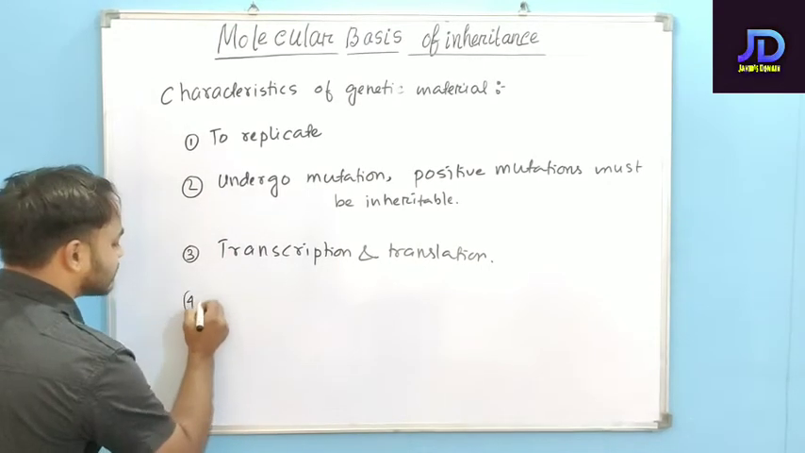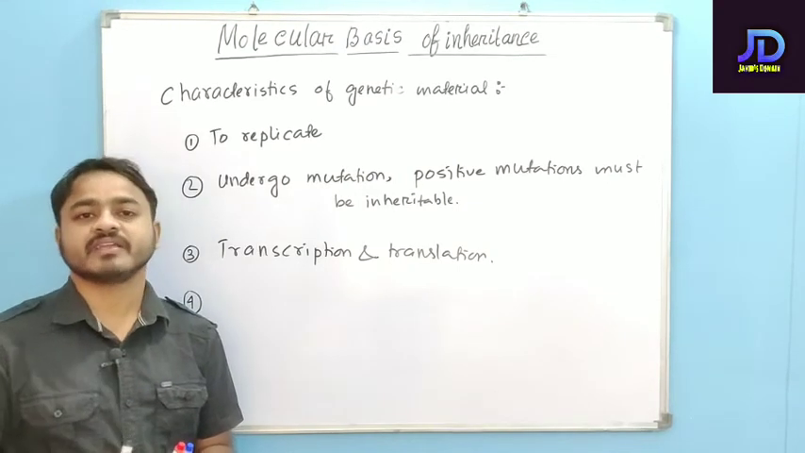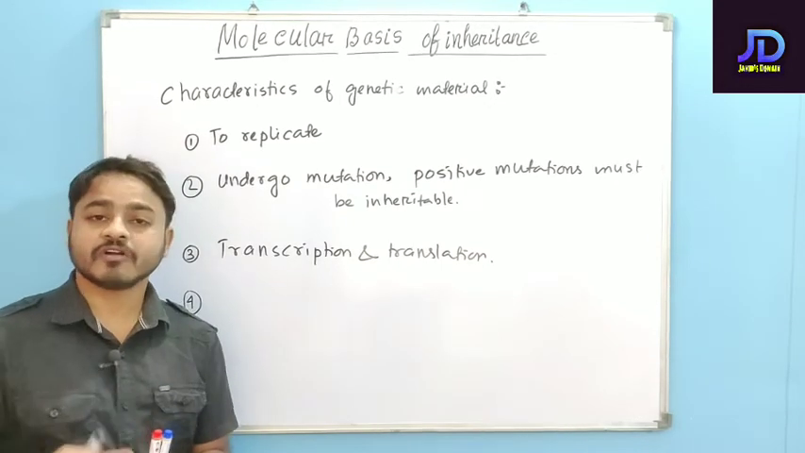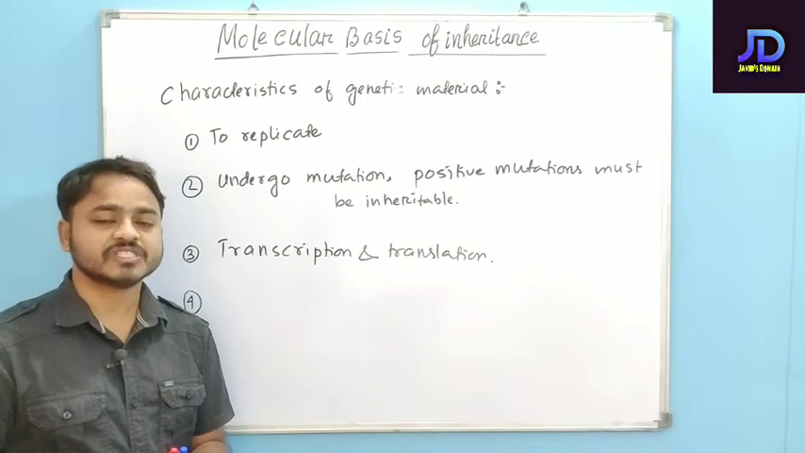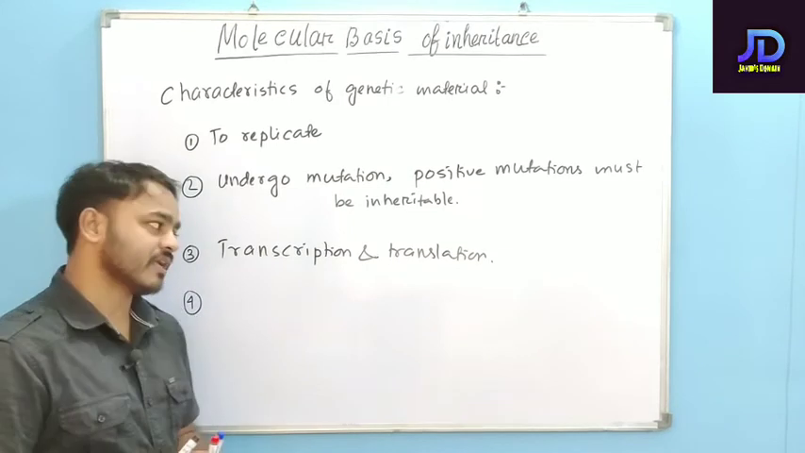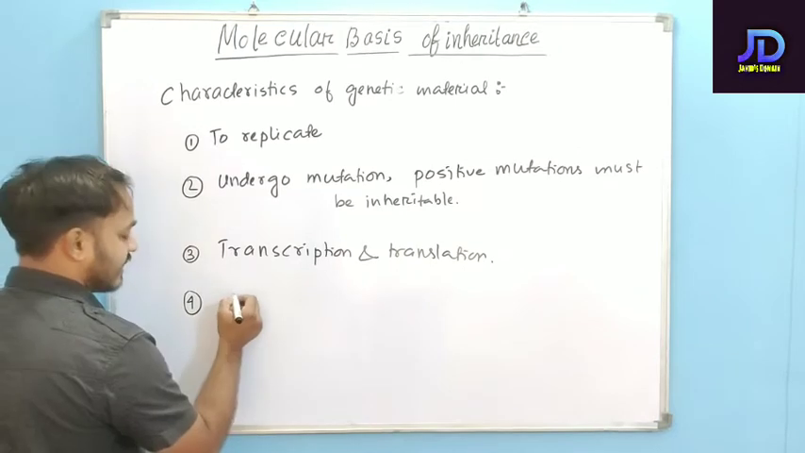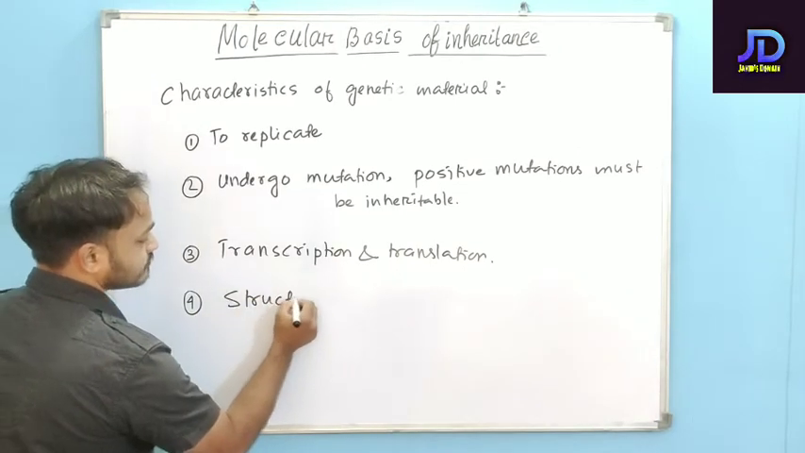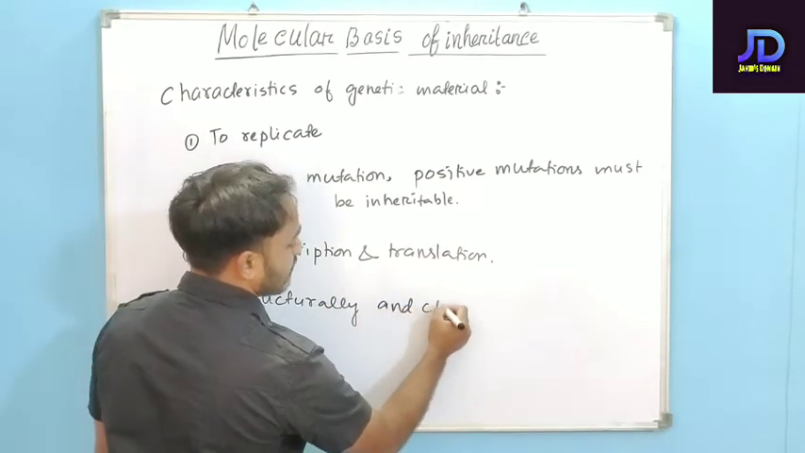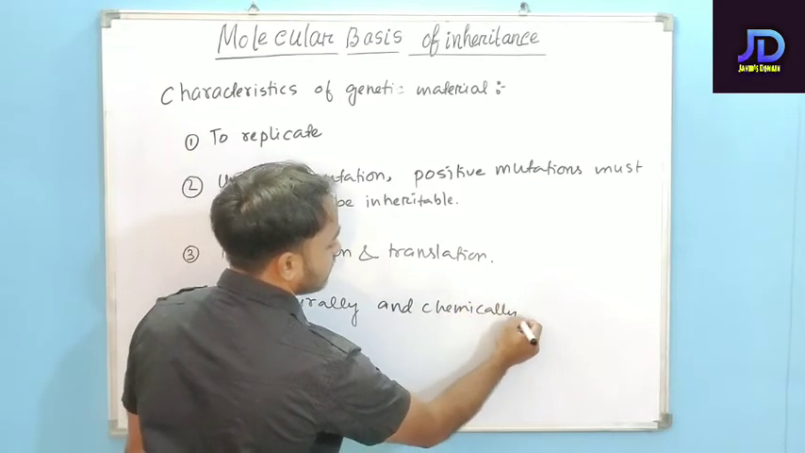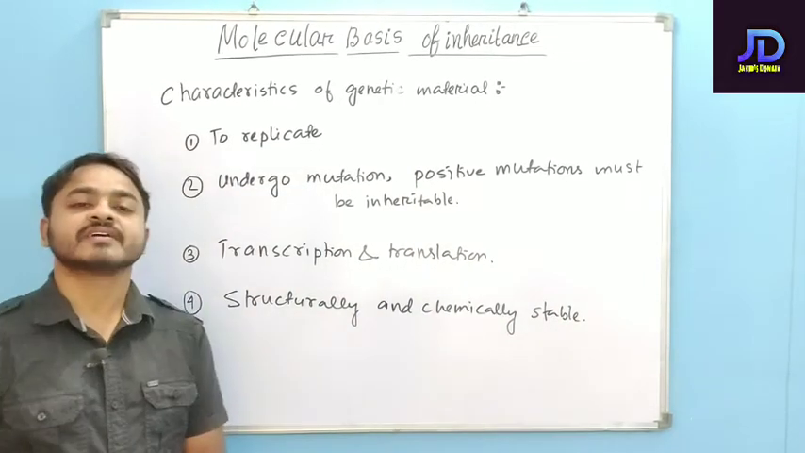The fourth characteristic of genetic material is that the genetic material must be structurally and chemically stable. If they are not stable, then what will happen? Random and constant mutation will take place which is not accepted or which is not our desirable character. That is why it must be structurally and chemically stable, right. These are the main characteristics of a genetic material.